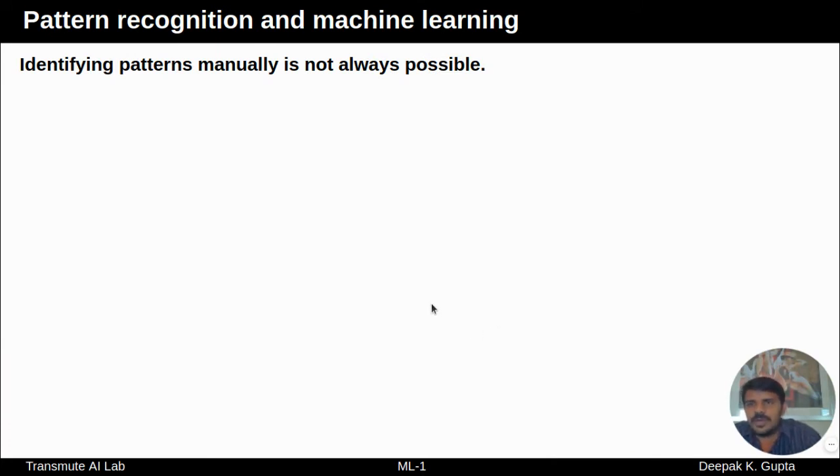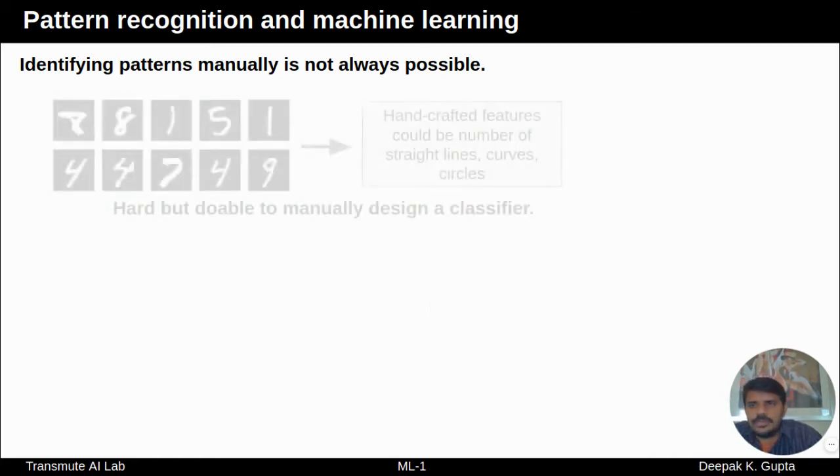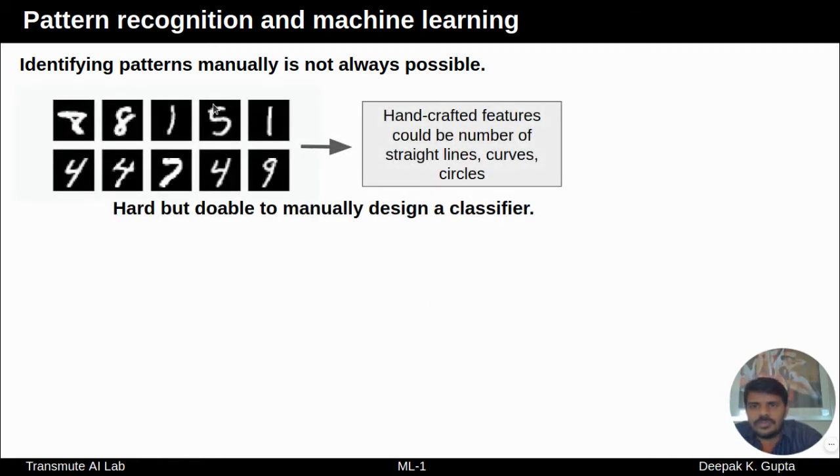Now, understanding the bridge between pattern recognition and machine learning. In the previous example, we saw that we could come up with handcrafted features. Although we don't show the handcrafted features, intuitively we can understand that we can come up with features like straight lines, curves, circles to differentiate the 10 MNIST digits. It's hard but doable to manually design a classifier.